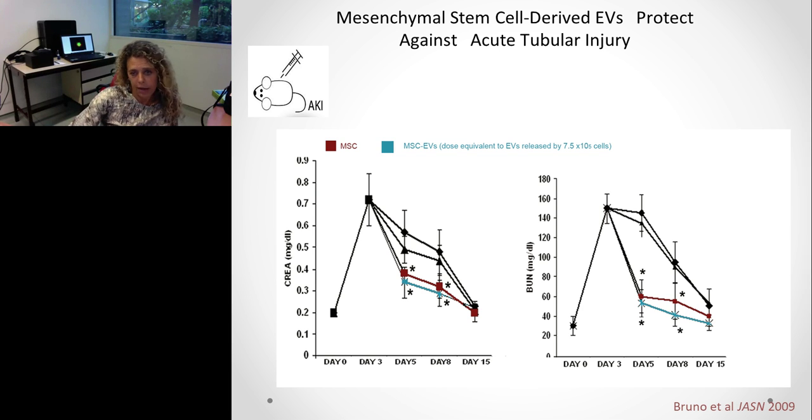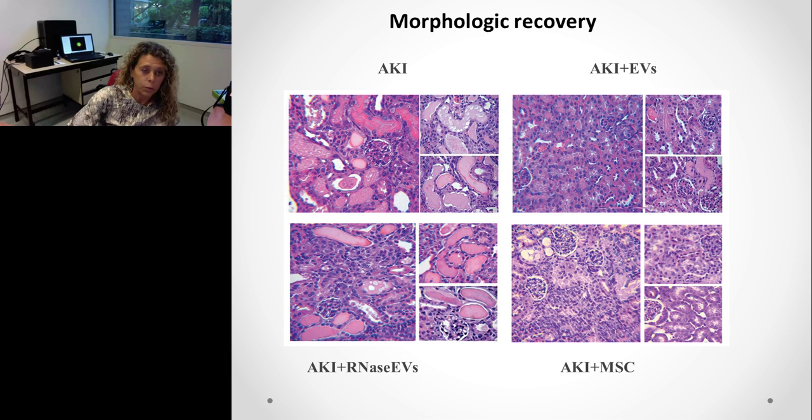And if we also check the morphological appearance, we can see that in mice with AKI, there's great necrosis. All those pinkish elements are casts that represent necrotic tubules with accumulation of proteins. And that's not happening in mice treated with mesenchymal stromal cells or with vesicles. But if those vesicles were treated with RNase, in a quite rudimentary but first experiment, the effect of the vesicles was lost.